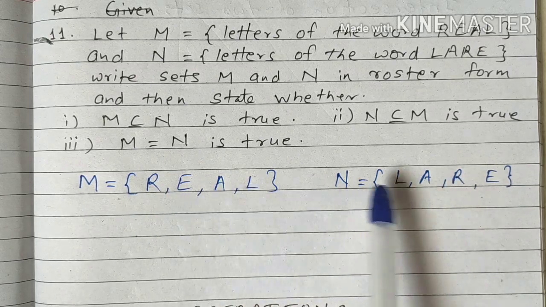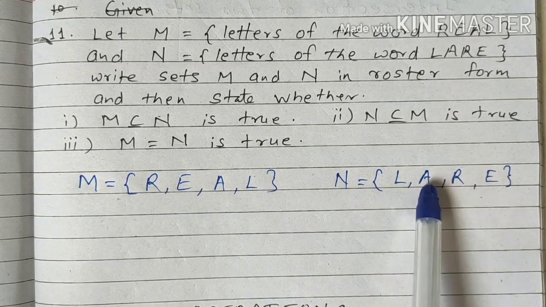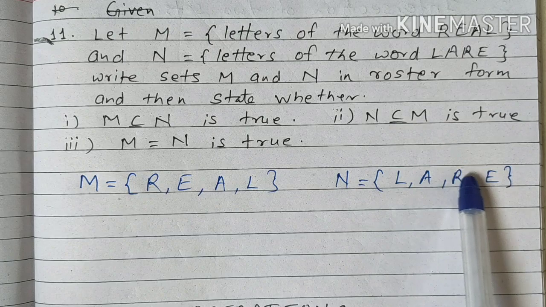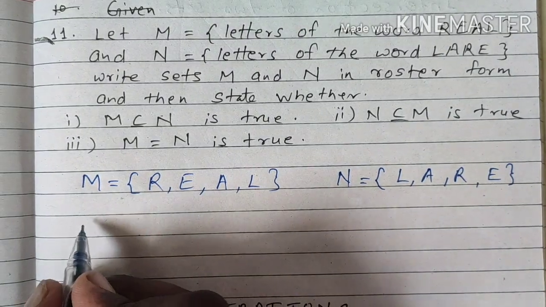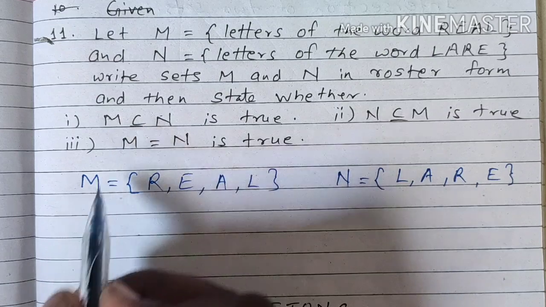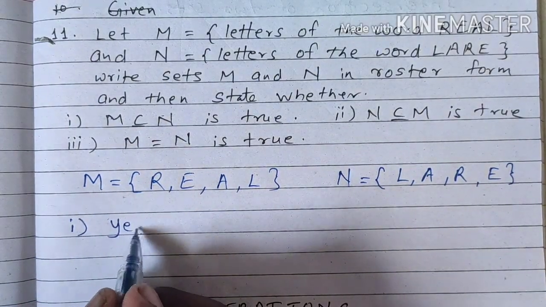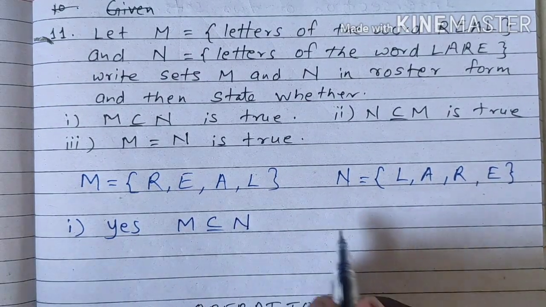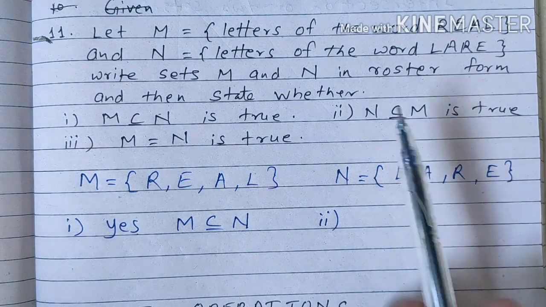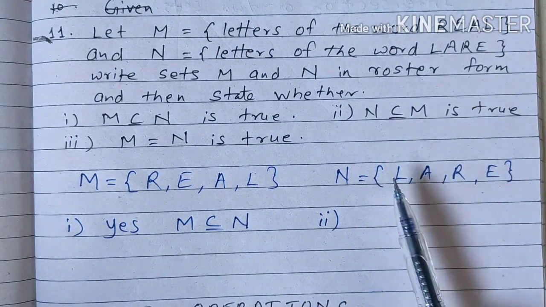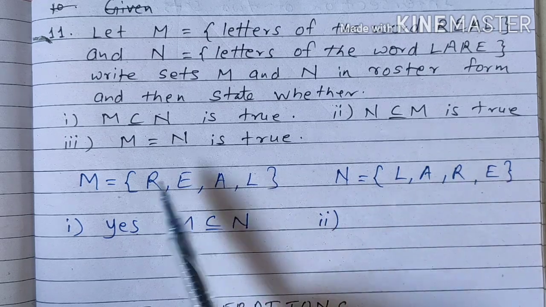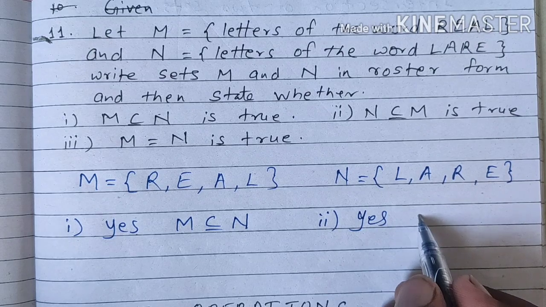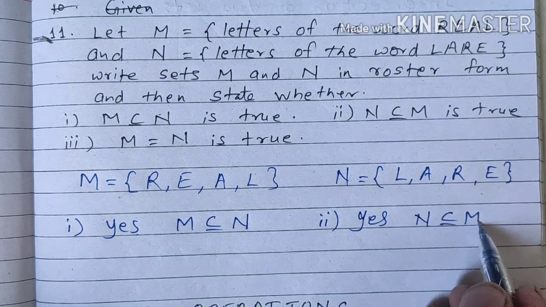R, L, A, E. Yes, all the M elements are present in the N set. So we can say that the first statement is true: M is a subset of N. Similarly, second, is N a subset of M? See, all the elements of N are also present in M. Therefore we can say that yes, N is a subset of M.